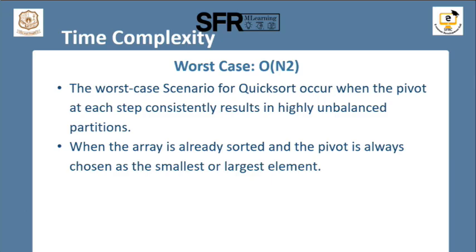The third one is worst case, order of n squared. The worst case scenario for Quick Sort occurs when the pivot at each step consistently results in highly unbalanced partitions, when the array is already sorted and the pivot is always chosen as the smallest or largest element. To mitigate the worst case scenario, various techniques are used such as choosing a good pivot and using a randomized algorithm to shuffle the elements before sorting.